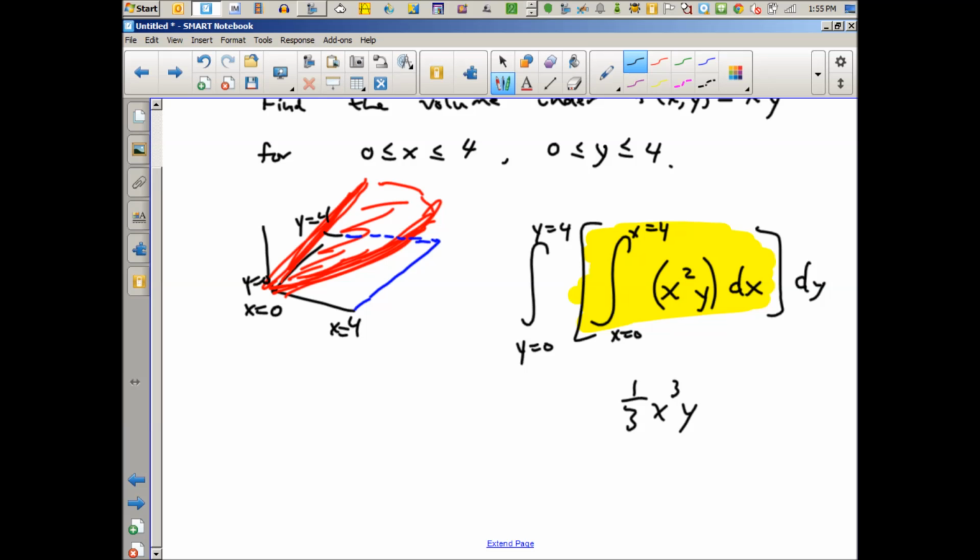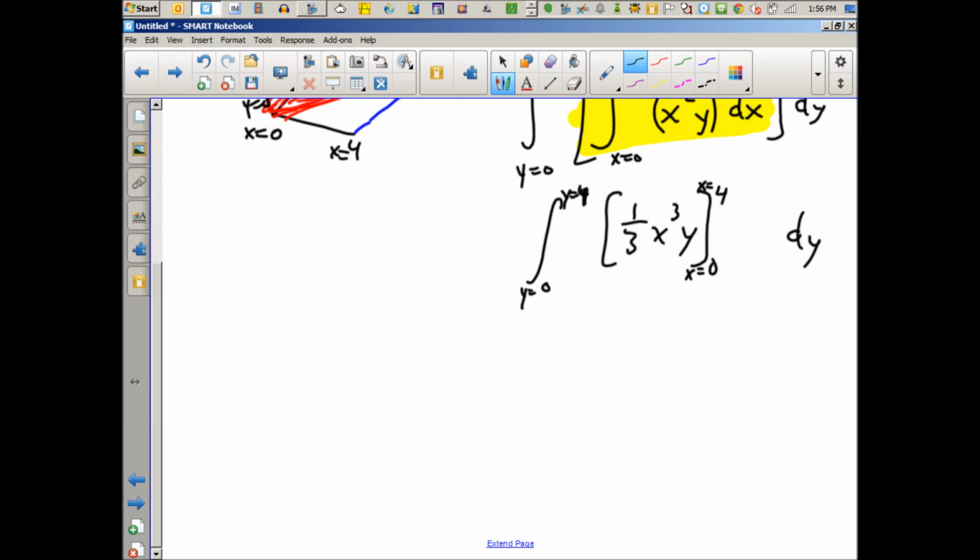What else are we supposed to do with definite integrals? Aren't we supposed to plug in the 4 and the 0? We better do that. Now remember, these are x's, so plug them in for x only. And remember, we still have this dy to worry about later. If I plug in x equals 4, I get 64/3 y. If I plug in 0 for x, I get 0. That's nice.